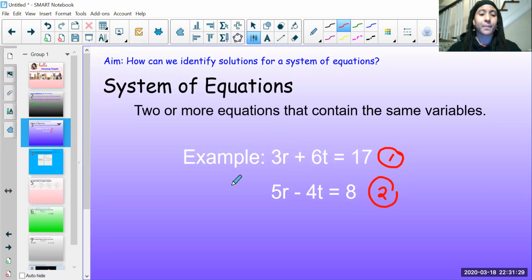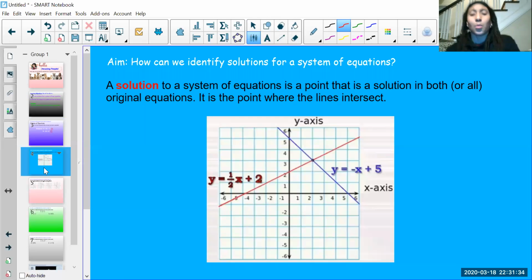All right. So moving on, let's get started. When we are solving for a system of equations, we are looking for a solution. And that's a point that is in both solutions or all the original equations. It is the point where the lines intersect. So we have two lines here. We have y is equal to 1/2 x plus 2. And we also have y is equal to negative x plus 5.